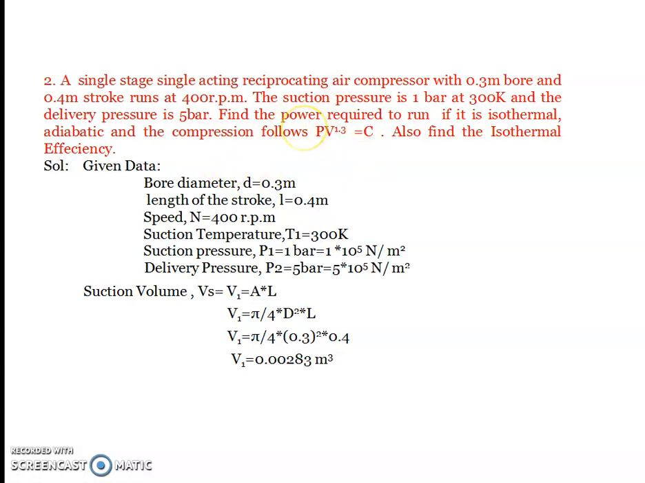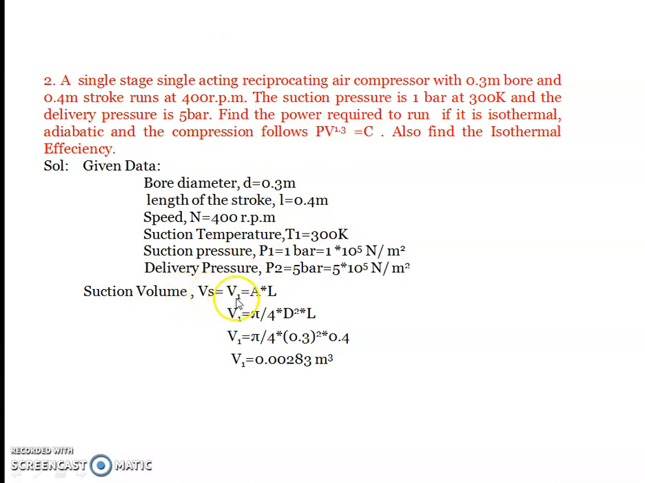So there are 4 unknown parameters. First one, power required to run the isothermal; power required to run the adiabatic; power required to run the polytropic index, that is PV^1.3 = constant; and also find the isothermal efficiency. So these are the 4 unknown parameters. Before calculating the 4 unknown parameters, we have to calculate the suction volume. Suction volume is represented by the letter Vs. So the unit of suction volume is meter cube.